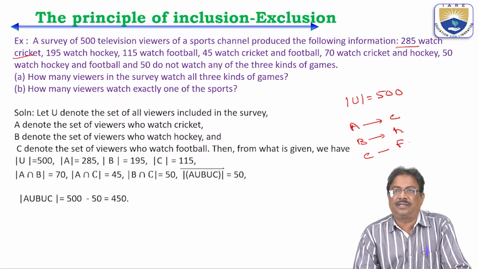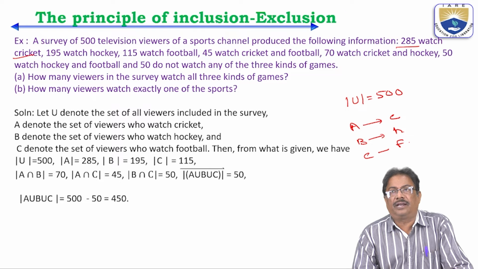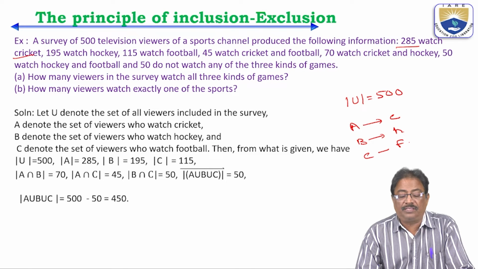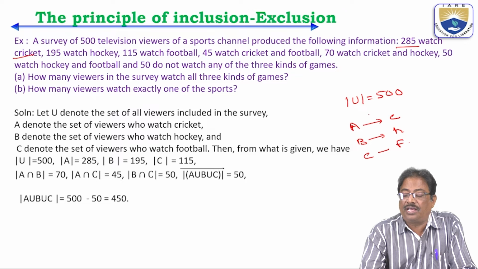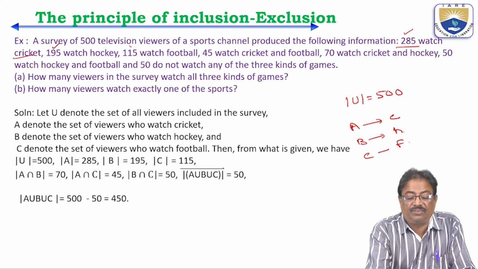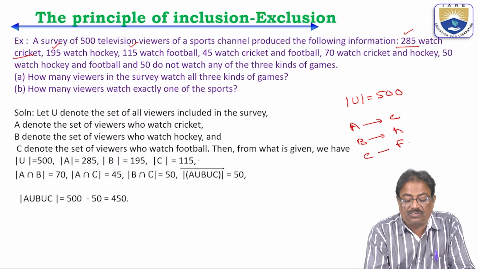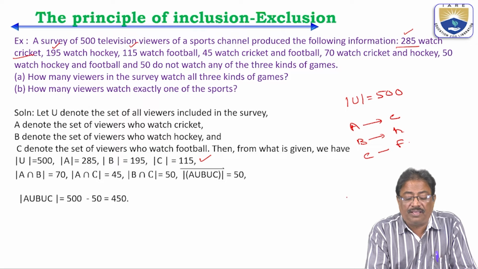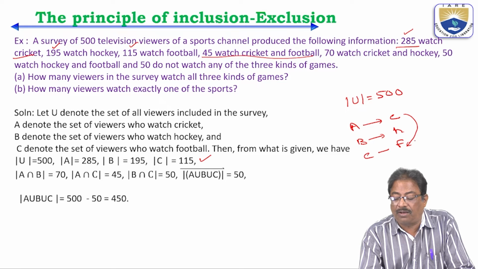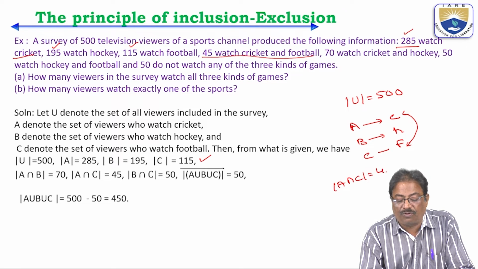So A set represents the number of candidates who are watching cricket. B represents the number of candidates who watch hockey. And C is watching football. In that situation, it is given that cardinality of A is 285, cardinality of B is equal to 195, and the cardinality of C is equal to 115. And another one is 45 watch cricket and football. So cardinality of A intersection C is equal to 45.